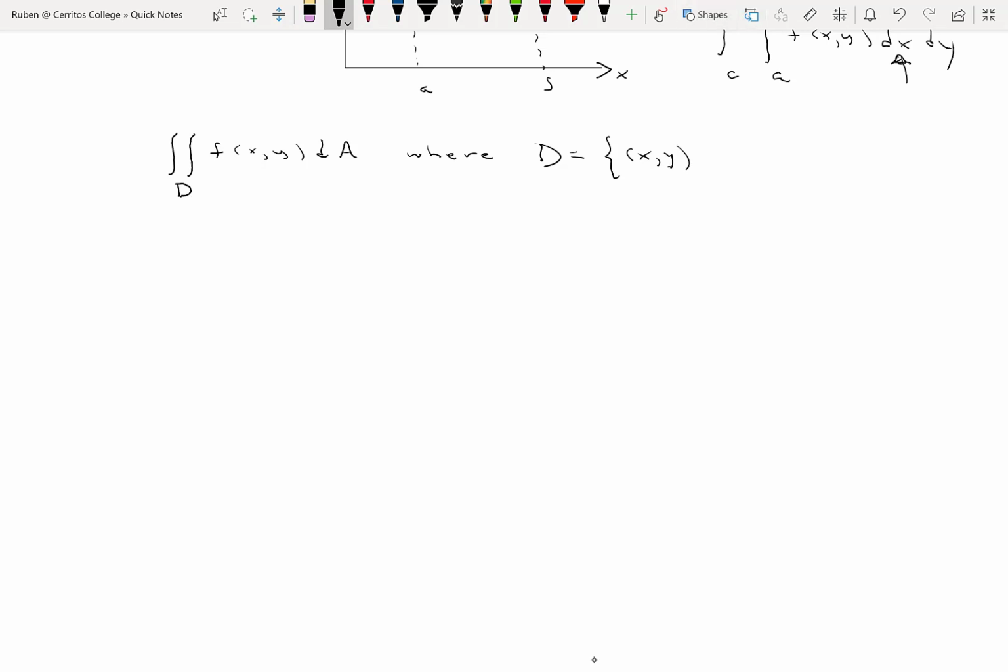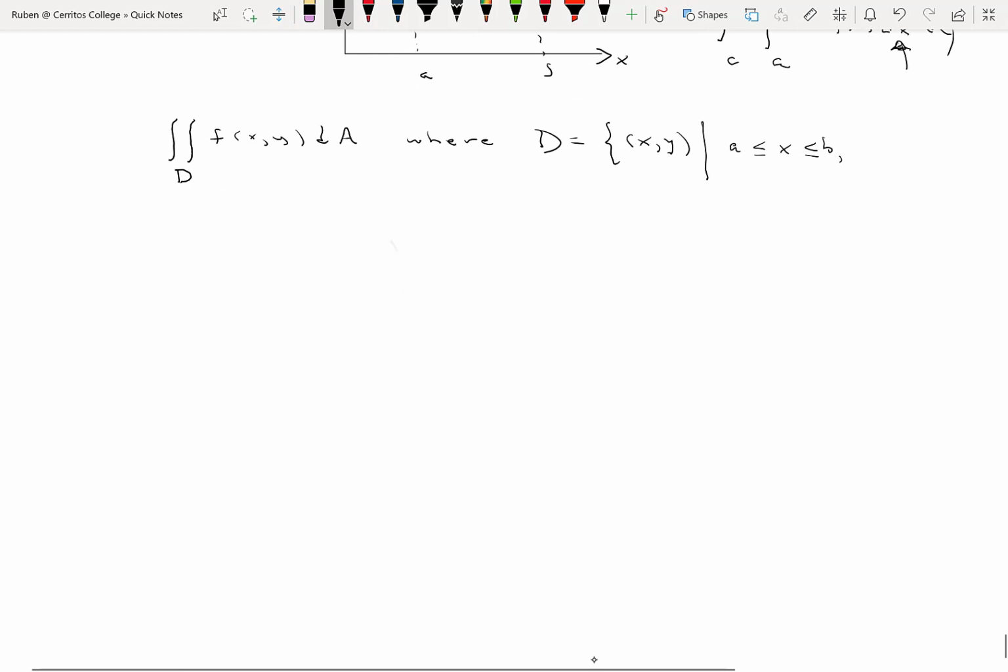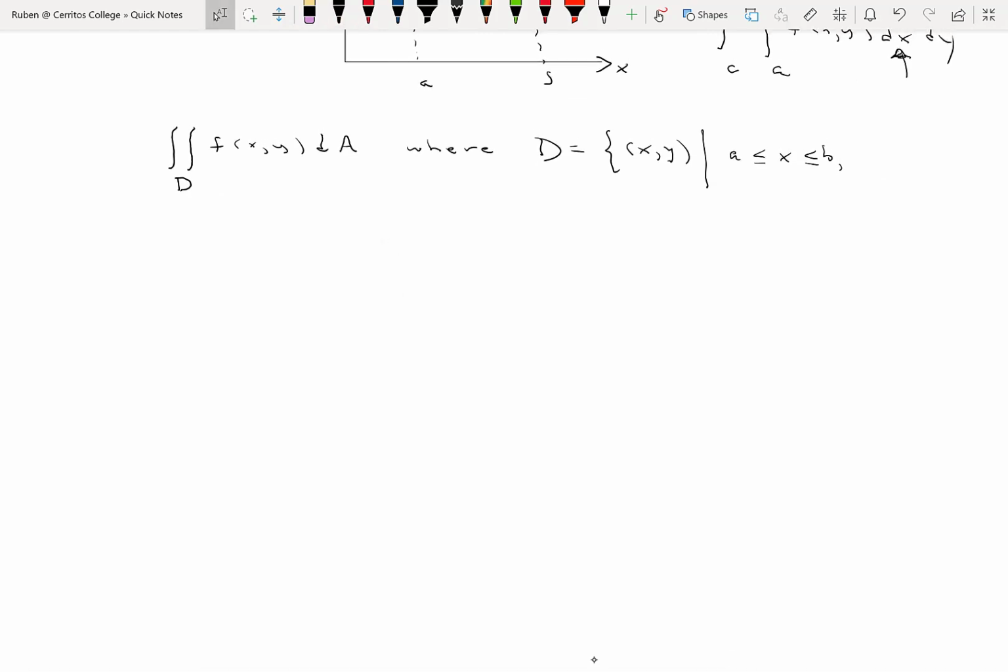Set of all xy such that x lies between a and b, just like before. In the rectangle, x was between a and b, but the y values don't vary between c and d. The lower and upper part of our rectangle pictured above are now curves. So let's assume that the y values now vary between two curves, g1 of x and g2 of x.